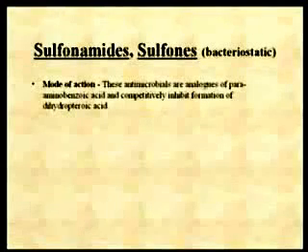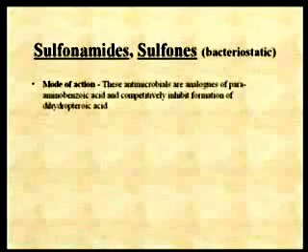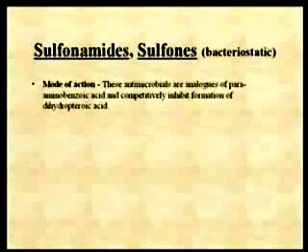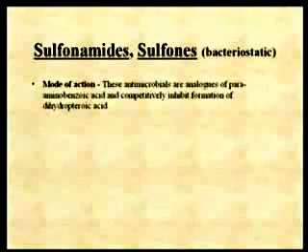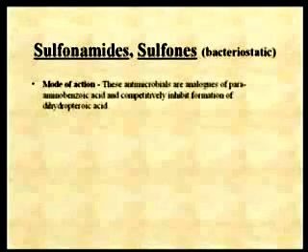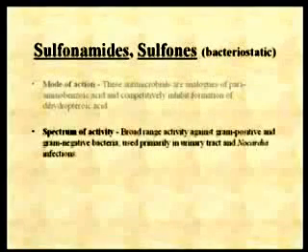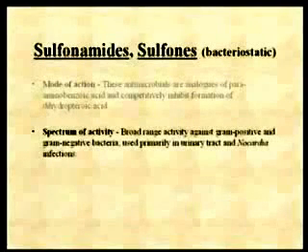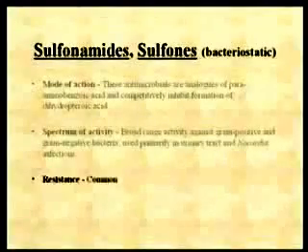And so they competitively compete with para-aminobenzoic acid and inhibit the formation of the dihydropteroic acid. All right? But this is a competitive inhibition, so if there's a lot of para-aminobenzoic acid, these antibiotics are not going to be effective. Okay? Again, these have a broad range of activity, but there's a place where they're primarily used: in urinary tract infections and in nocardial infections. Resistance is very common to these antibiotics.